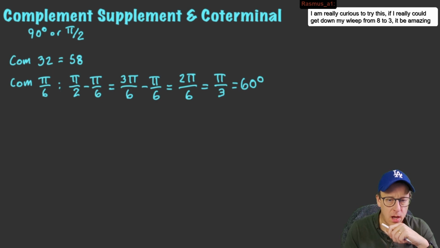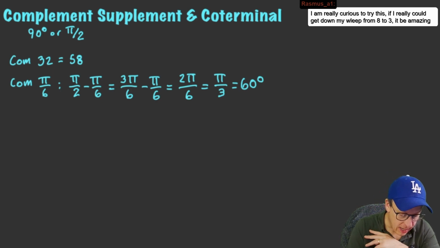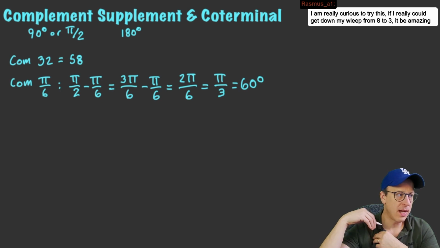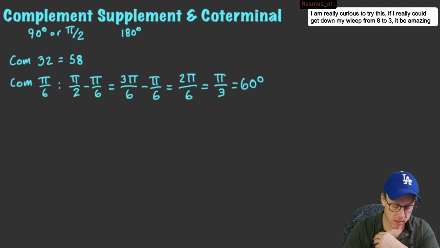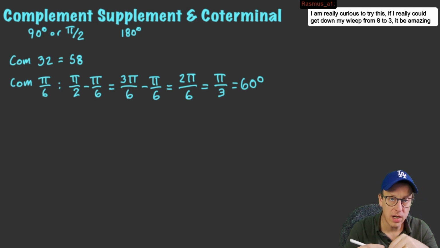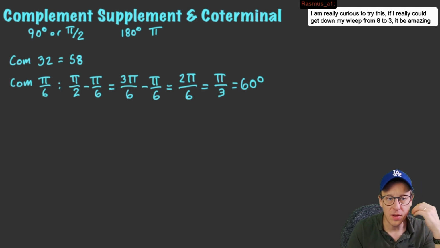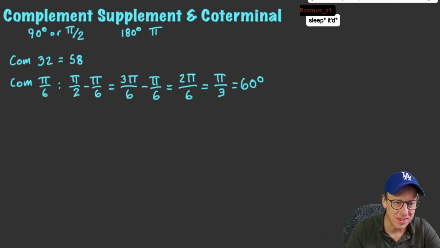What else? Well, our supplement is going to be equal to 180 degrees. So we take whatever our angle is and we find the value that we add to it to get either 180 degrees or π. Okay, so I think you get the gist. We're just going to add values together until we get those different values.